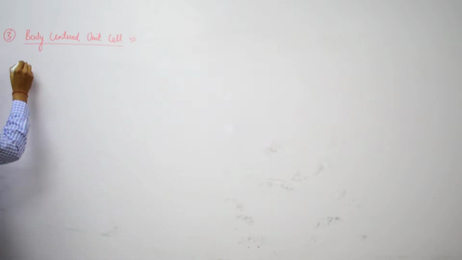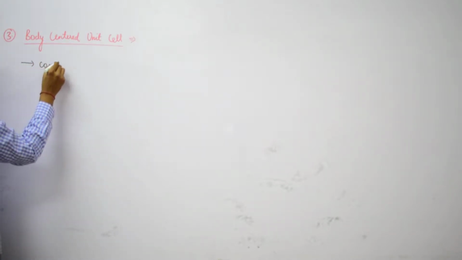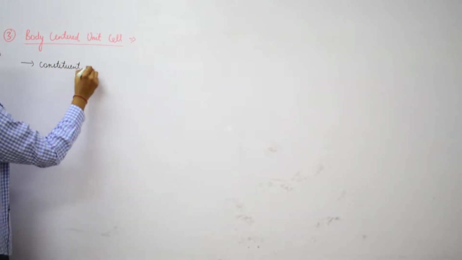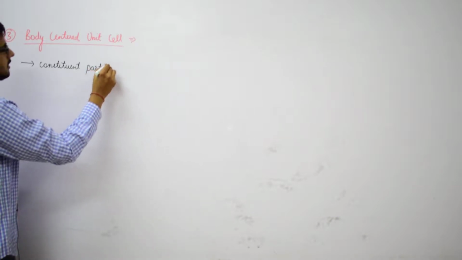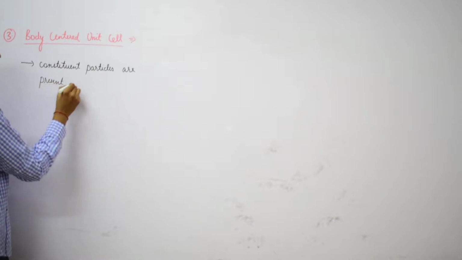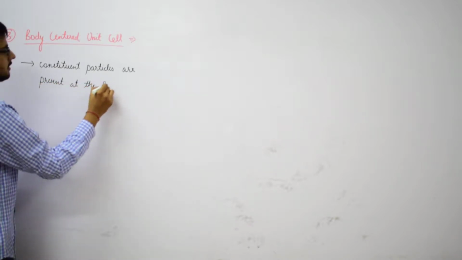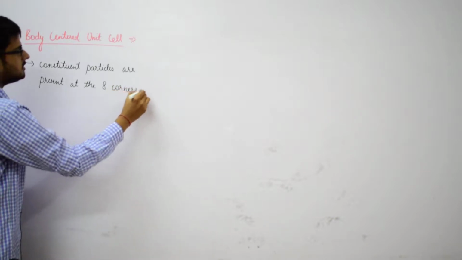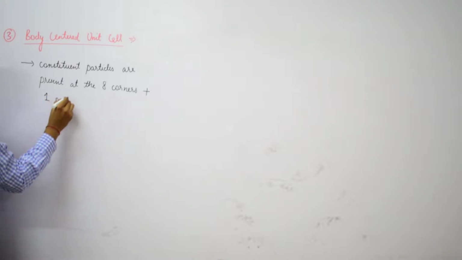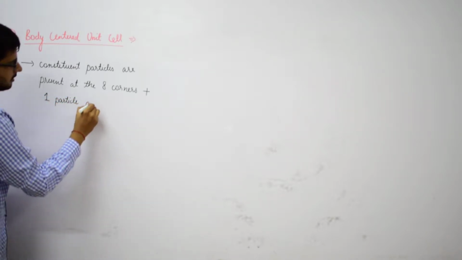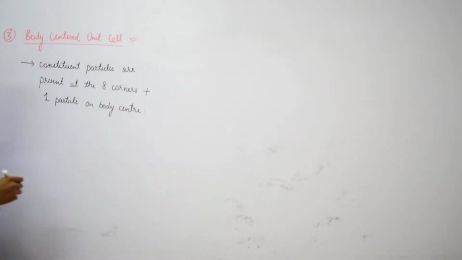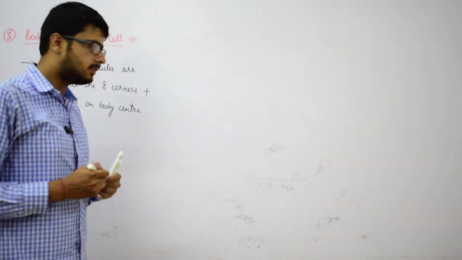In case of body centered unit cell, the constituent particles are present at the 8 corners, plus 1 particle is present at the body center. So, 8 particles on the 8 corners and 1 particle at the body center.